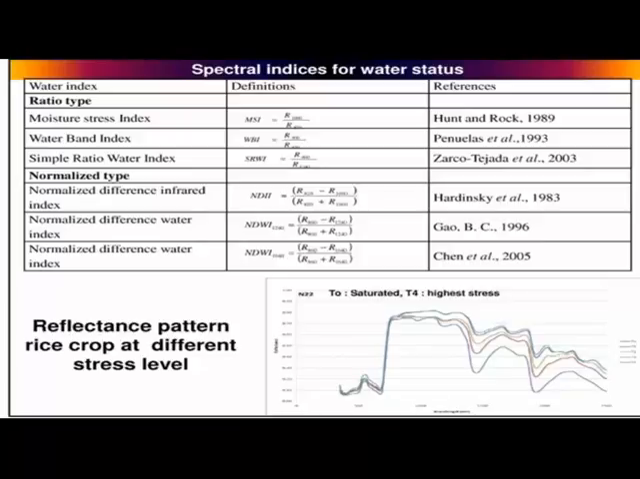For example, you can see over here, you have a saturated plant and you have a highly stressed plant. This is the saturated plant, T0, and T4, the upper one, is a highly stressed plant.